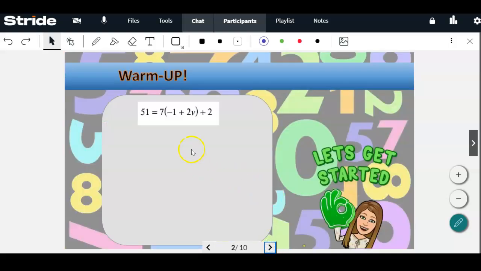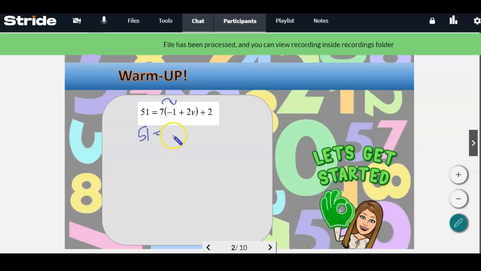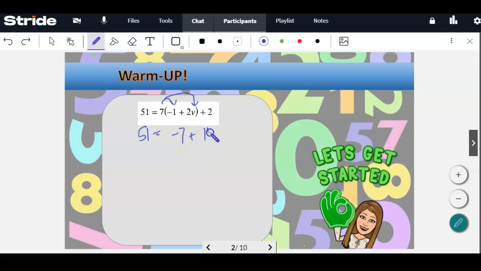So here we go. On this equation, you start on the right side there. We need to use the distributive property here. We're going to do 7 times -1 is -7, and then 7 times 2v is going to be 14v. And then we still have that plus 2. So then you have to combine like terms. On the right side, you have a -7 plus 2.